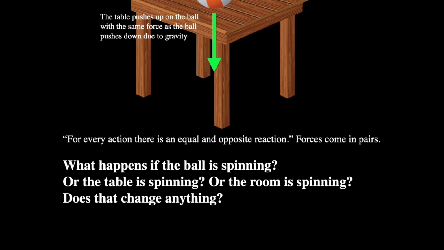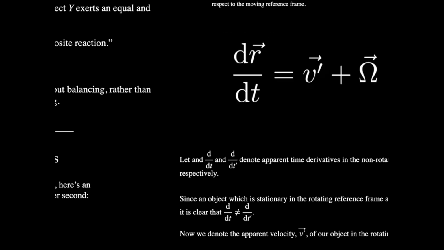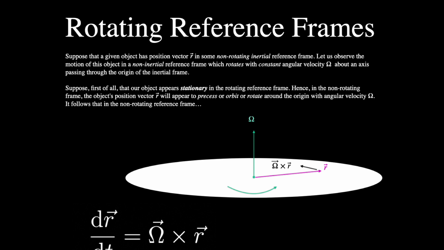So now what happens if we take that whole example and the ball might be spinning, or the table is spinning, or the room containing the ball and the table is spinning? Does that actually change anything? And the answer is yes. That is called a rotating reference frame.